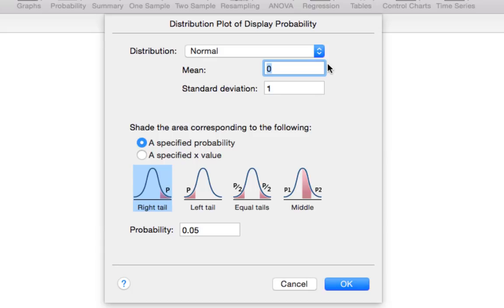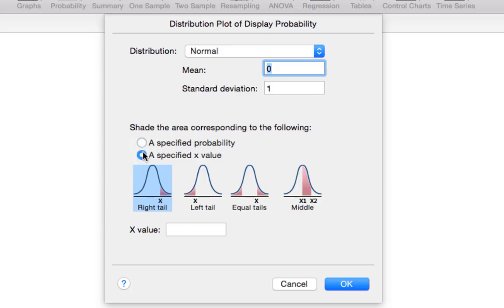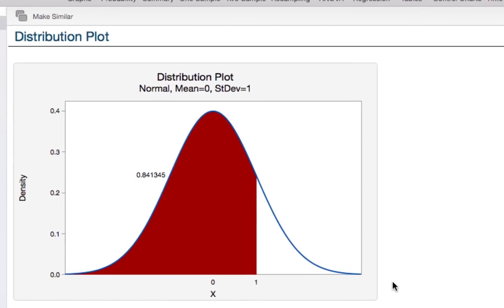The first example that I want to show you is how to find the area that is less than a z-score of 1. So I do not have a probability, I'm looking for a probability. I have a specified x value. And I want to find the area that's less than 1, so that would be a left-tailed probability. After I enter 1, I'll click OK, and Minitab Express will give me my distribution plot.